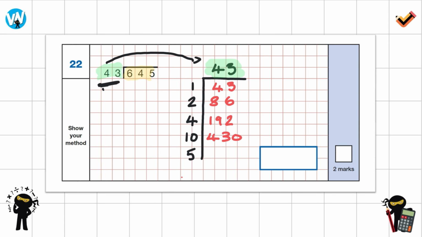And then 5 times. Now, I always say with the bottom one, 5 times is just halving. So if we've got 10, 5 is half of 10. So half of this number is going to be the answer to 5 times 43. So half of 430 is 215. So we can write that down as well. Now, essentially, we've got all the tables that we need to answer this question really, really quickly.